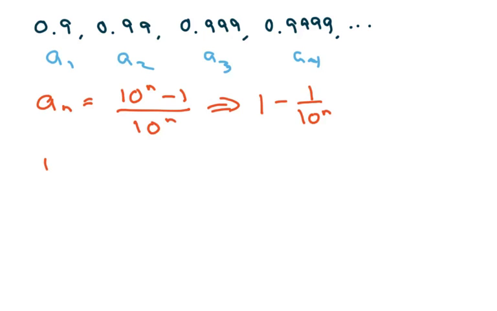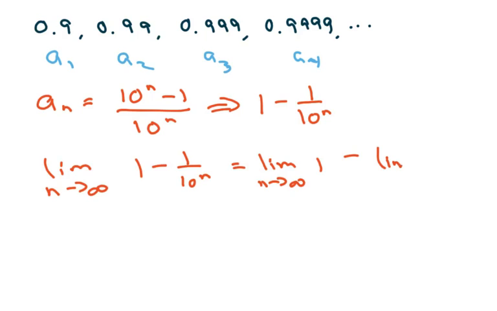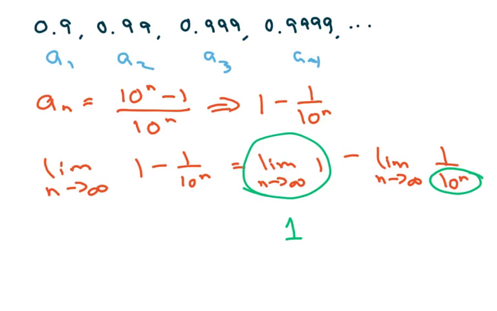So we take the limit of this. I'm going to take the limit as n approaches infinity of 1 minus the limit as n approaches infinity of 1 over 10 to the nth. And what happens is this is going to equal 1 because that's just a constant. And as this number gets bigger and bigger, the total of this is going to go to 0. So you get 1 minus 0, and that equals 1.